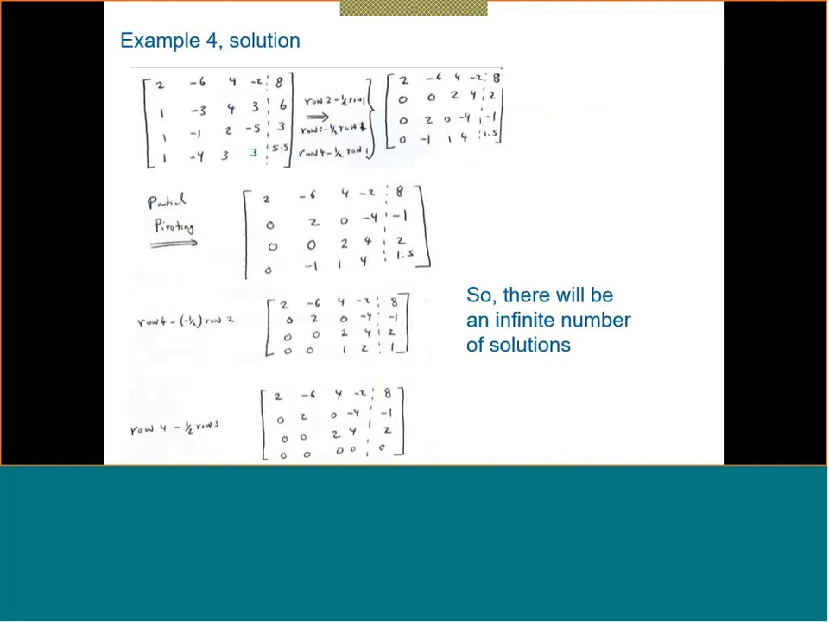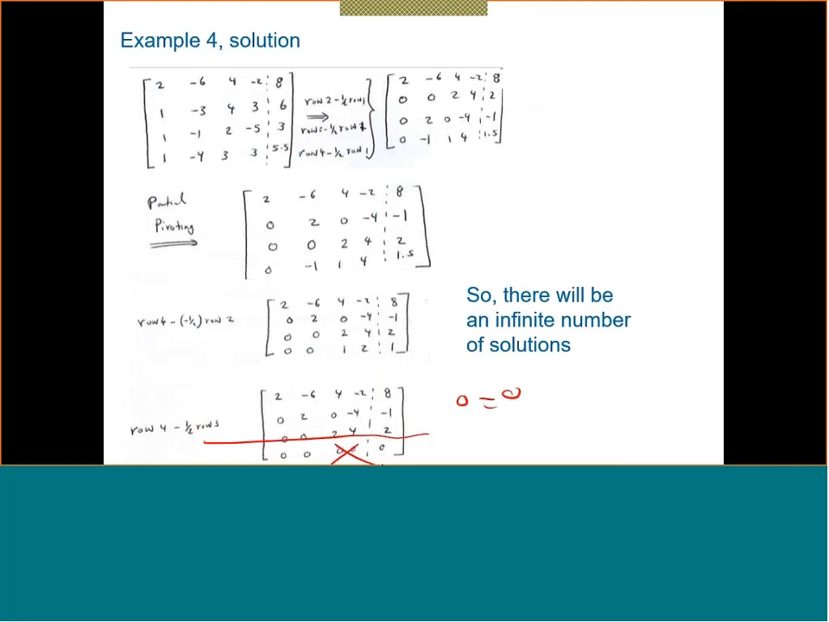So this is the solution. You can just go and check this one. I just changed a little bit from the previous. Now, what we have here, we will have at the end 0 equal to 0, so this can be taken out. So now I will have 3 equations with 4 unknowns.